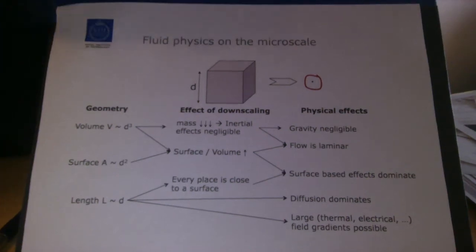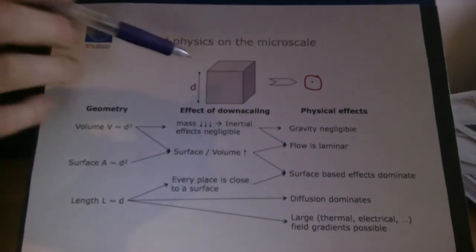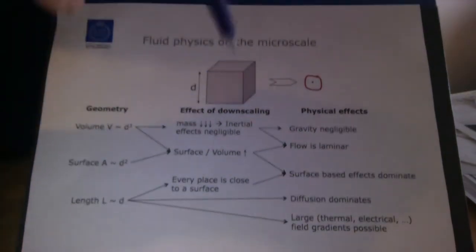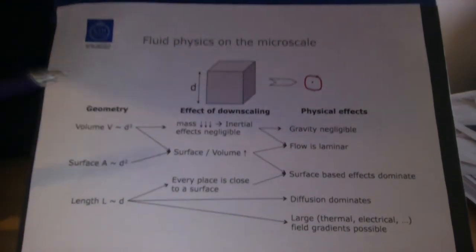Right, so let's start looking at the physics of fluid on the small scale, on the micro scale. This slide is a little bit of an overview of some of the effects that happen when you go downscaling. Let us just consider a cube with size d and downscale it to a much smaller size. Now if you downscale a cube, actually you scale three things.